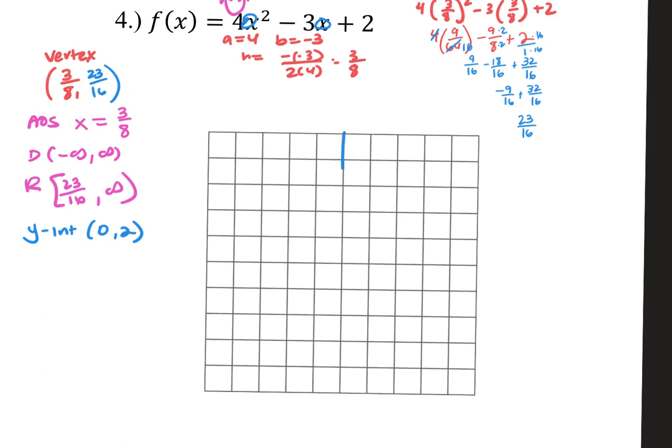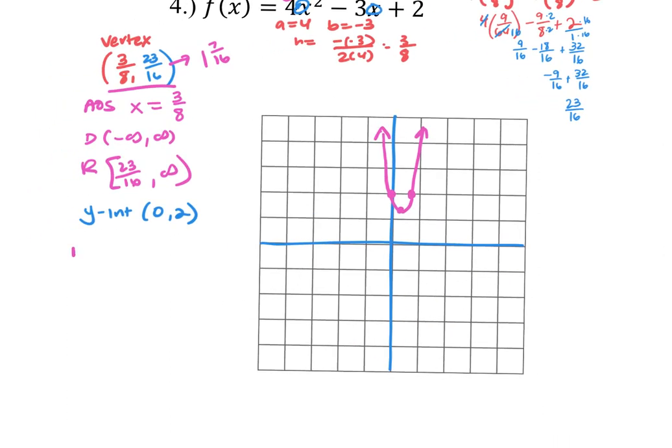So if I start with that information, my 3/8 and this 23/16 is 1 and 7/16. So 3/8 and 1 and 7/16 is about there. My y-intercept is 0, 2. And this time I'm going to go 3/8-ish to the right. And my parabola points up. So from the graph, I can already tell that there are no x-intercepts.